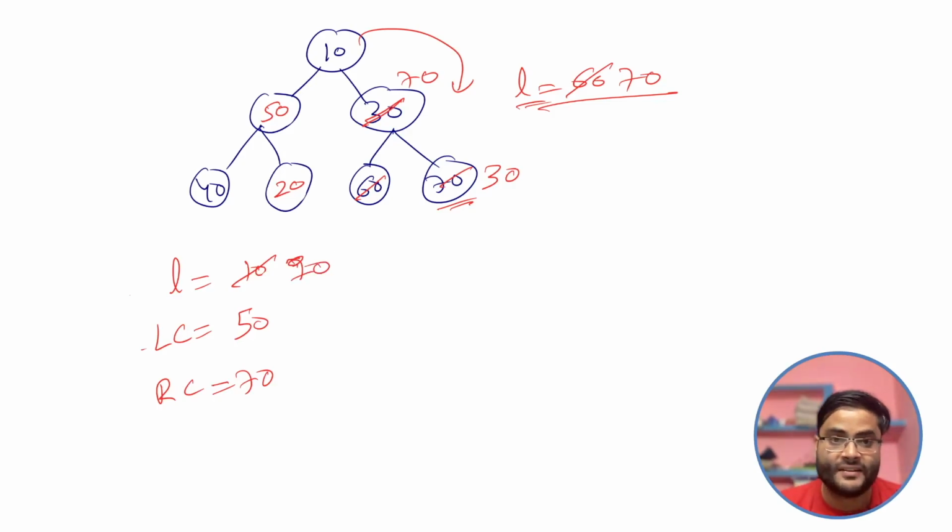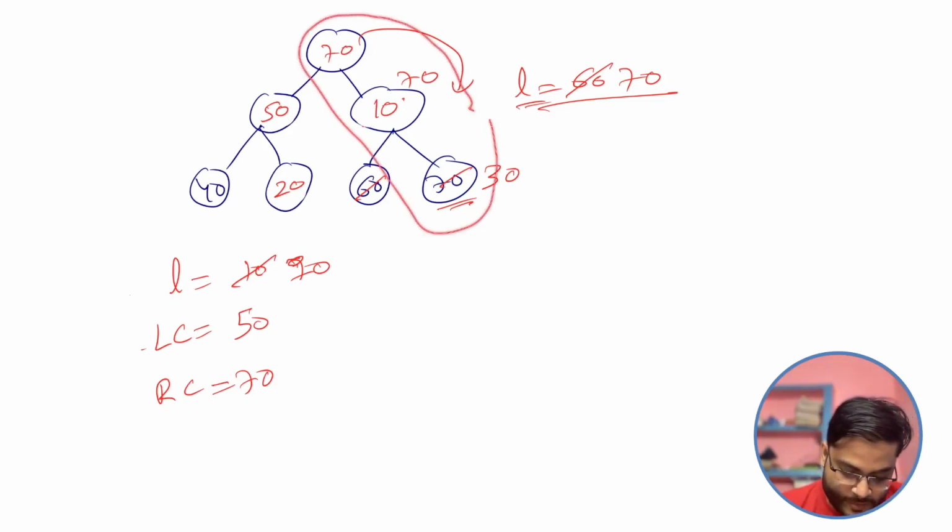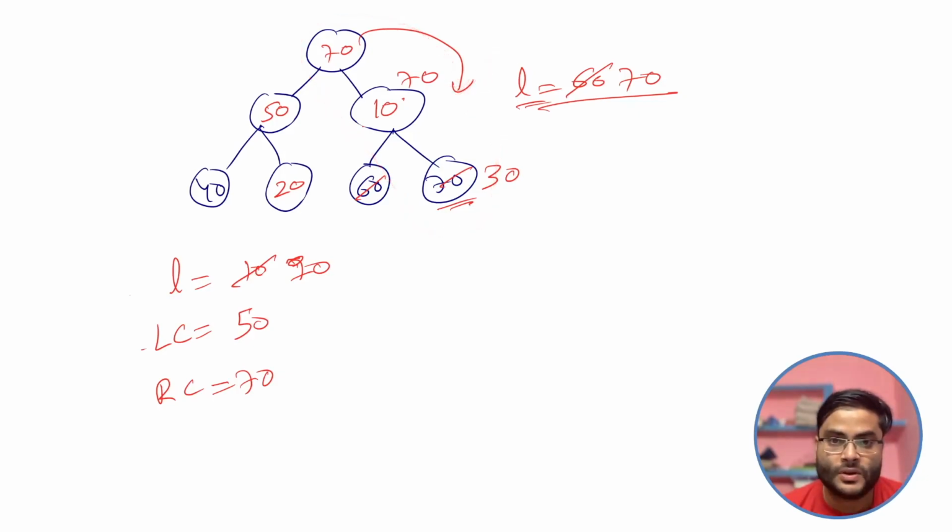Now after traversing left and right, I will swap. So it will be 10, it will be 70. At max there will be log n swaps, right?